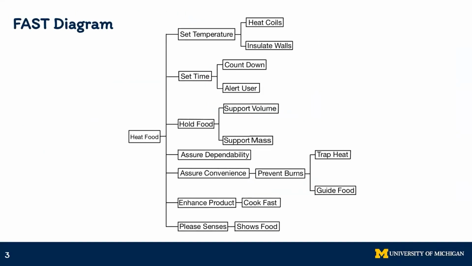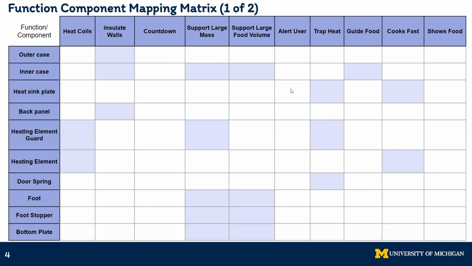This is our FAST diagram for our functional analysis that describes the tasks that the toaster oven performs. Our main functional branch is related to food preparation, which is the toaster oven's main objective. The functional component mapping matrix ensures product requirements are met and can identify opportunities for optimization.